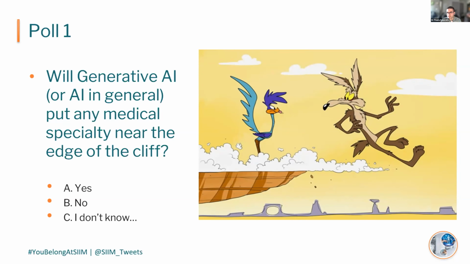There are only 2 polls that I would like you to take part in. I'm going to launch the first poll for you here, which is somehow related to the very famous quote of Dr. Hinton, asking you, will generative AI or AI in general put any medical specialty near the edge of the cliff? So feel free to answer very honestly. These polls are anonymous: yes, no, or I don't know. I will give you about 15 seconds or so to answer that. And hopefully our speakers could rely on these answers to maybe fine-tune the content of their speech a little bit at the last minute.